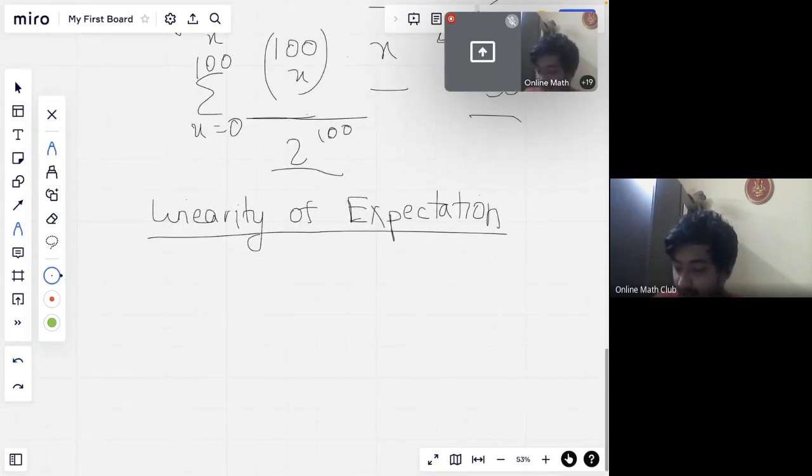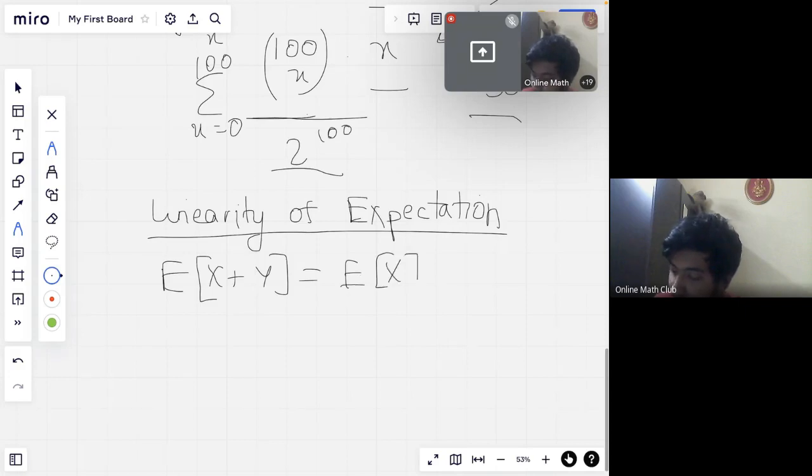But basically, here's the thing: this might not mean much yet, but you can split the expected value of two random variables up into the two variables. The expected value of, say, two random variables X and Y is the expected value of X plus the expected value of Y. Now, how is this helpful?